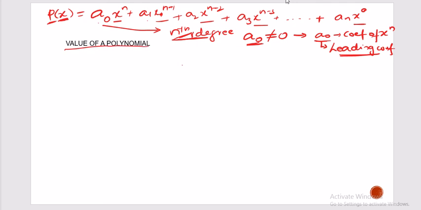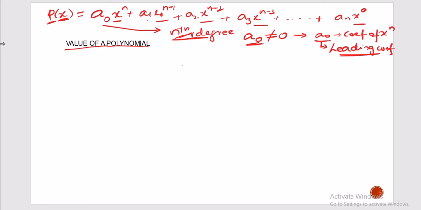Now let us move on to the value of a polynomial. What is meant by the value of a polynomial? A polynomial contains variables, right? So whenever you have a variable, you cannot get a fixed value for a particular polynomial. For that, we will find the value by replacing the variable with a constant value.